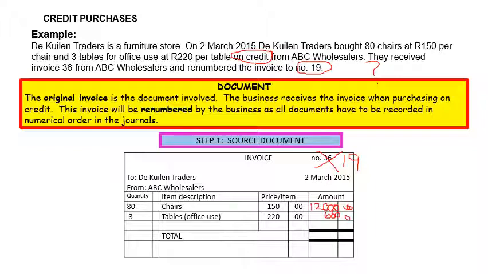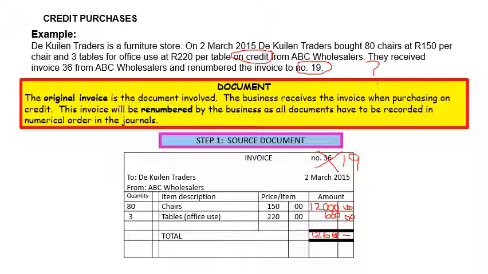And the total of this invoice will be 12,660. What does this actually mean now? This means that on the 2nd of March, we, the current traders, bought on credit, or on account, from ABC wholesalers. So step 1 will be the source document.